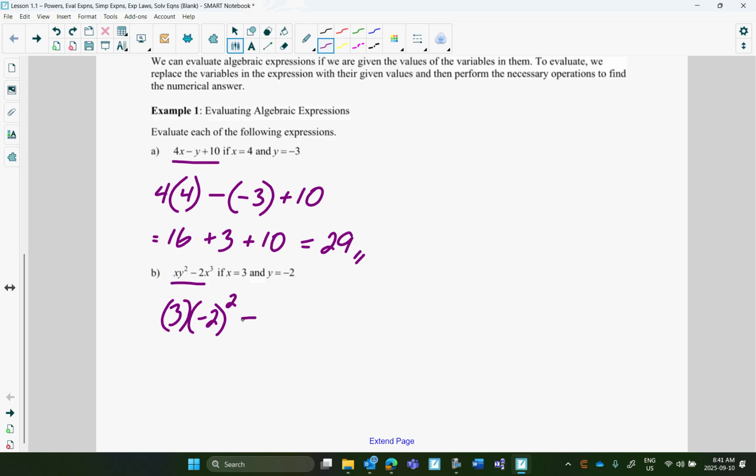Right. And then in brackets 3. Yeah. Good. That's right.